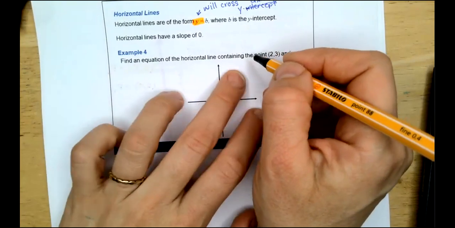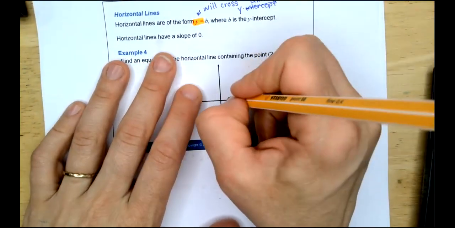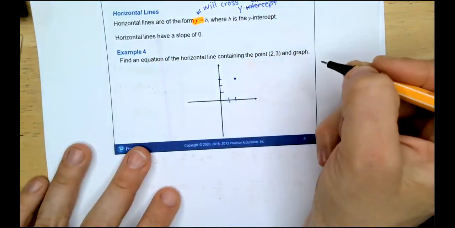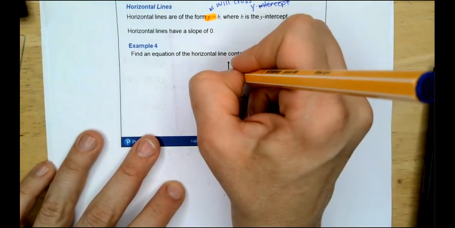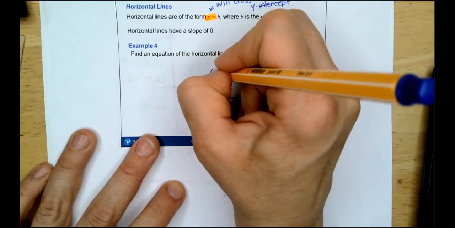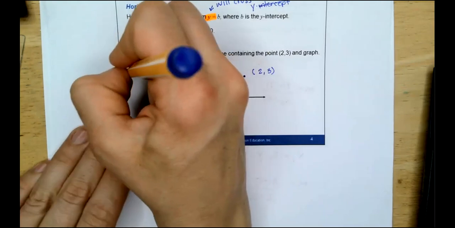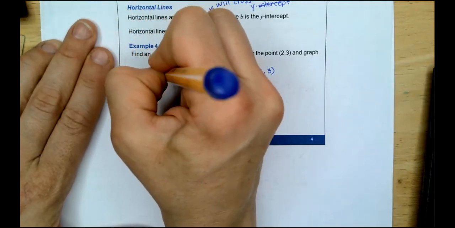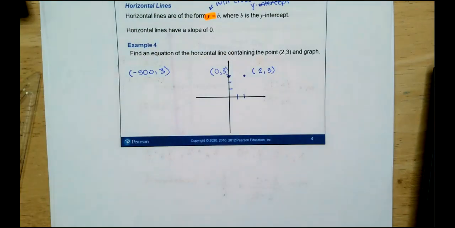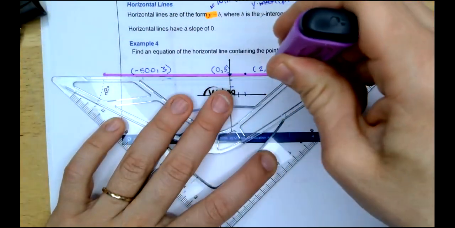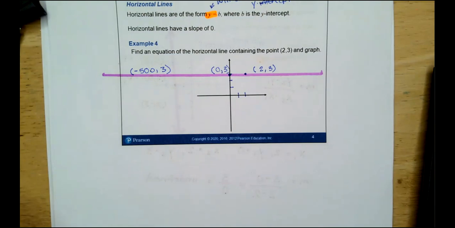So here: find an equation of a horizontal line containing the point 2, 3. So here's the point 2, 3. It's a horizontal line, so it's going to involve the point 2, 3, but it's also going to involve the point 0, 3. And over here, it'll involve the point -5, 3, right? No matter how far along this line I go, it will remain 3 as its y value.